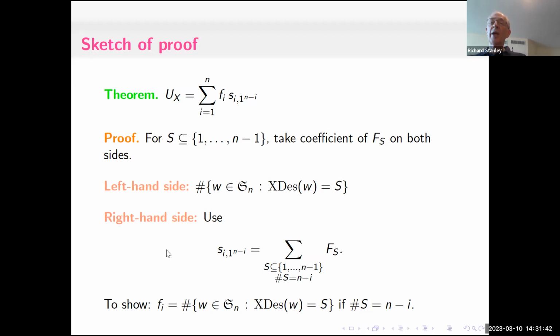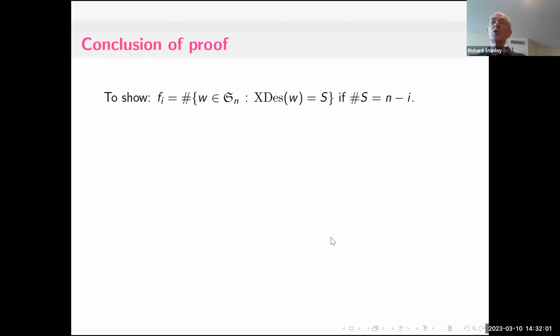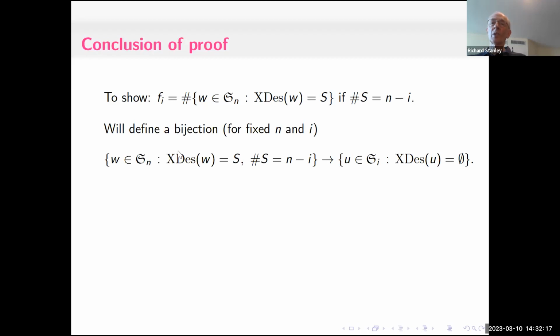So what we need to show is that Fi is the number of permutations in Sn whose X descent set is S, if S has n minus I elements. So this says two sets have the same number of elements. We can give a bijective proof. Here's what we need to show: the number of permutations with succession set S is the number of permutations of length I with no successions. This is the bijection between these two sets.